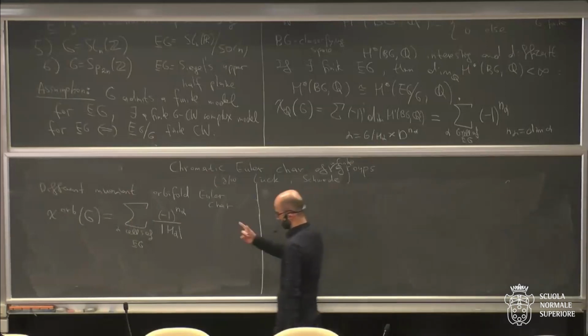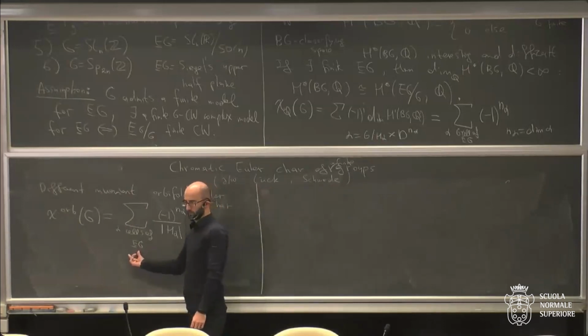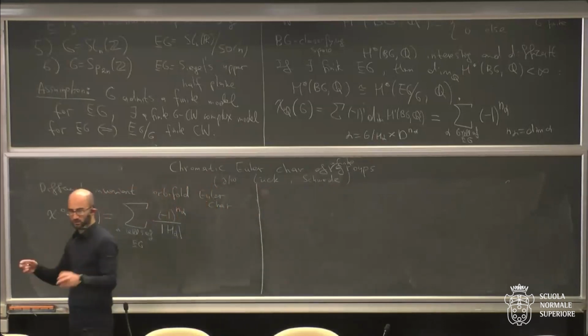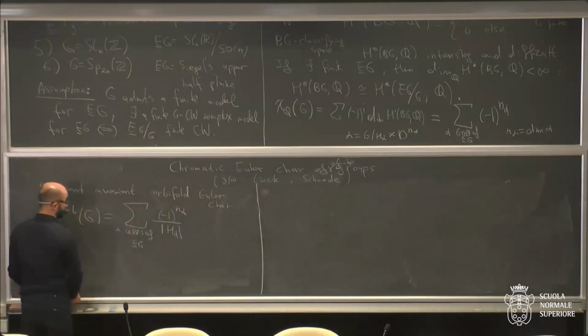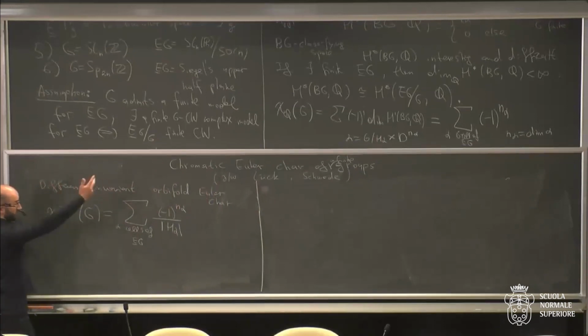It's independent of the choice of the model of this E under bar G, and it's well defined. Again, the assumption is always there. Otherwise, this does not make sense, because it has to be a finite sum. Okay, so that's the orbifold Euler characteristic. And now, how is this used to compute the usual Euler characteristic? Well, Brown proved the following theorem.